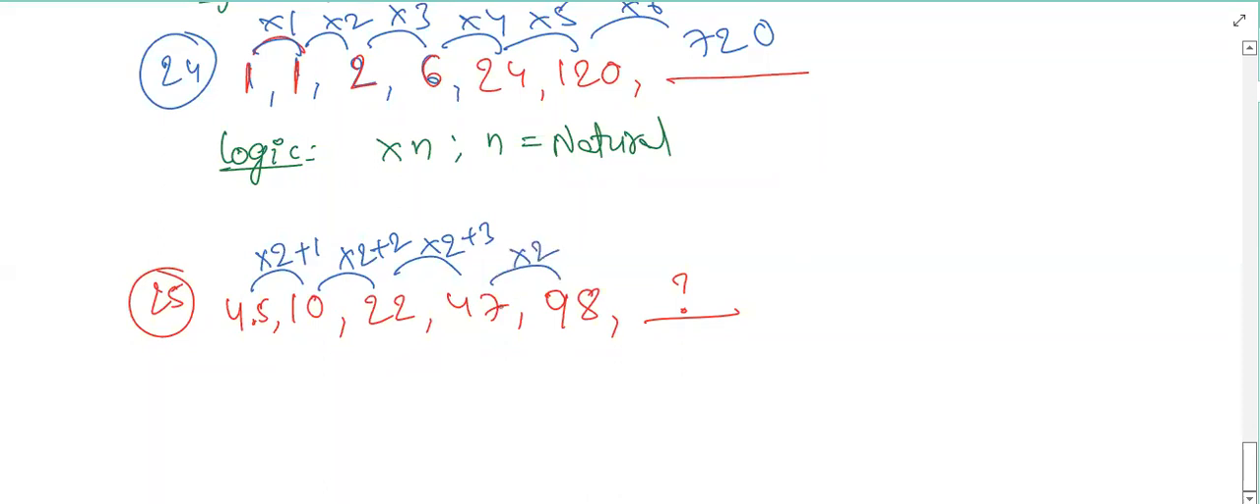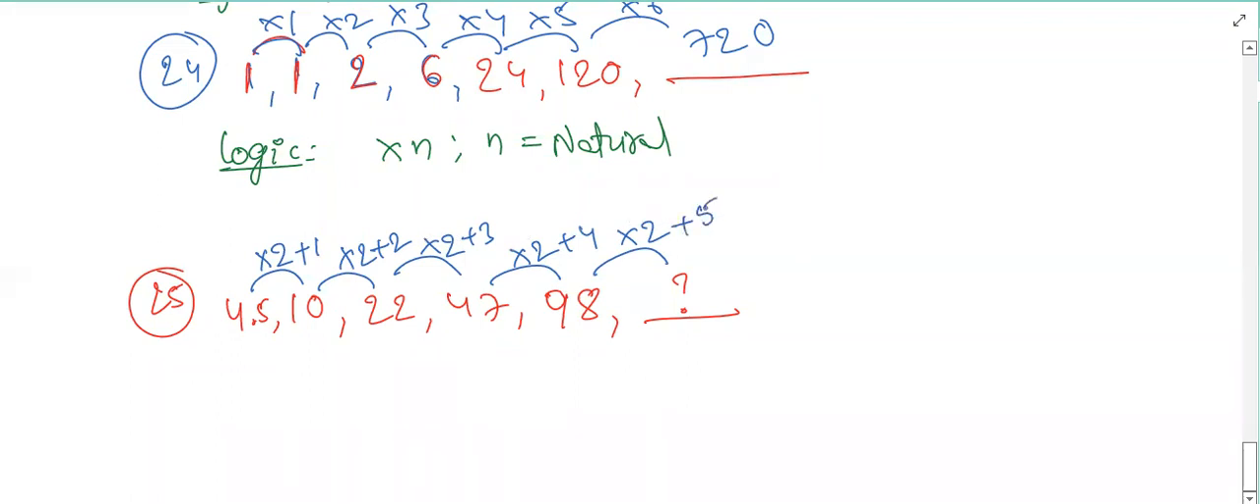So it's continuously plus 4. 47, 2s are 94, and it is plus 4. And it should be again into 2. Into 2 is fixed, right? In every term, into 2 is there commonly. But plus how much? Plus 1, 2, 3, 4, sir.